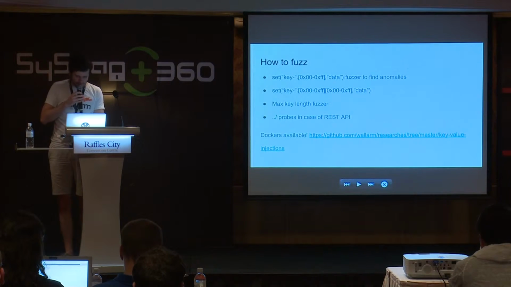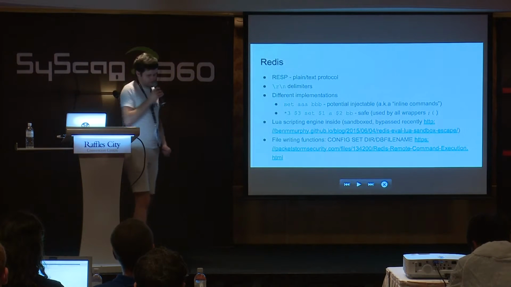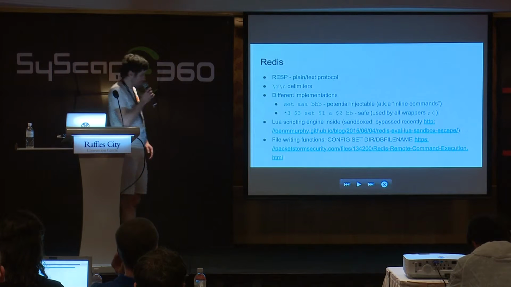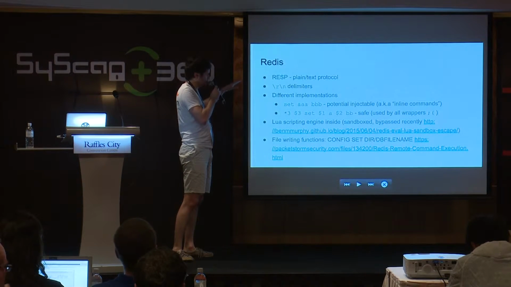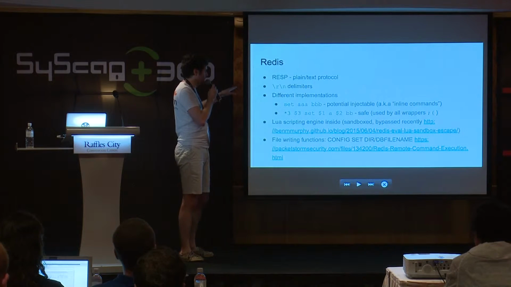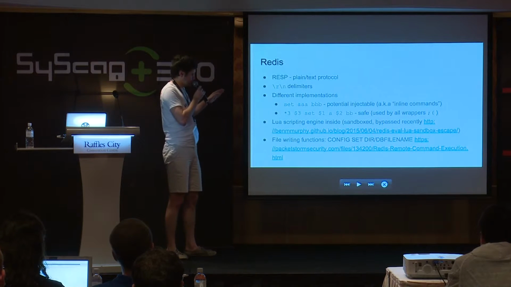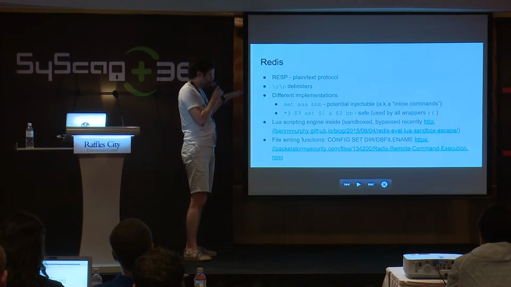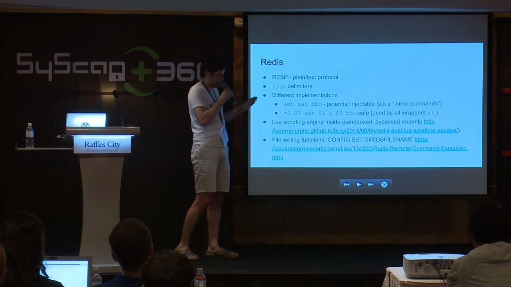So GitHub can also help us. The first one is Redis, a really popular key value database. Redis has RESP. It's a plain text protocol with new line delimiters, but more interesting is that Redis supports two different implementations of RESP in parallel.